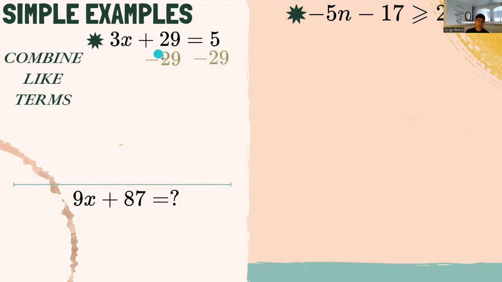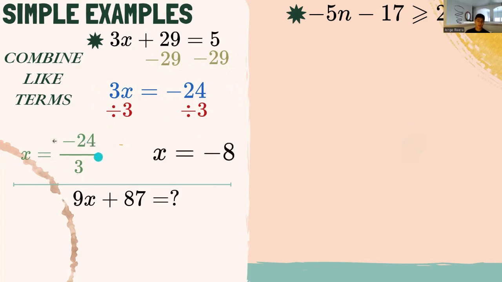In order to clear this side and have only this term, we're going to subtract 29 from both sides. If you remember, if you add the negative of the same number, it's going to be equal to 0. So we subtract 29, and that gives us the equation 3x equals negative 24. Now we want to do the opposite operation. 3x is the same thing as 3 times x, equal to negative 24. In order to clear the 3 from in front of the x, we're going to divide both sides by 3. That gives us this fraction, and if we simplify the fraction, x is equal to negative 8.